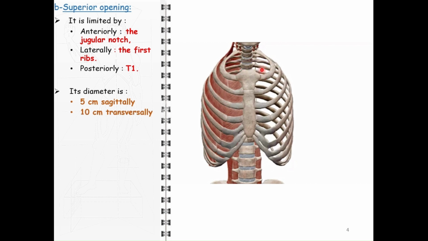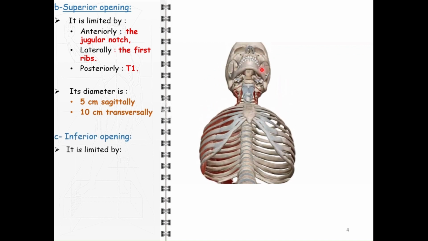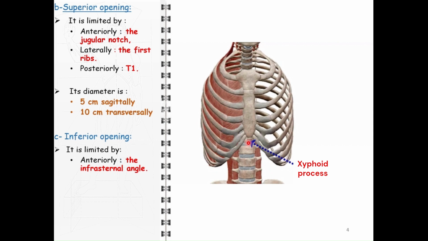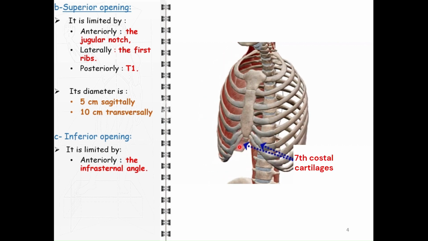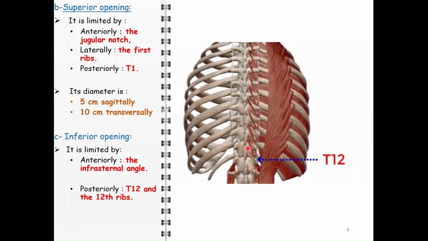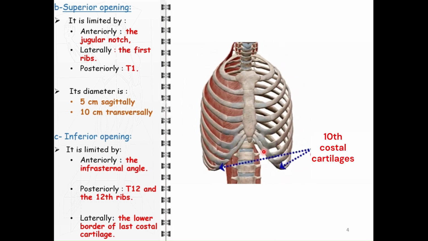The inferior opening is wider than the upper opening, with its plane directed downward and forward. It is limited by anteriorly, the infrasternal angle, defined by the xiphoid process, and the 7th costal cartilages. Posteriorly, the 12th thoracic vertebra, and the 12th ribs. And laterally, the lower border of the last costal cartilage.